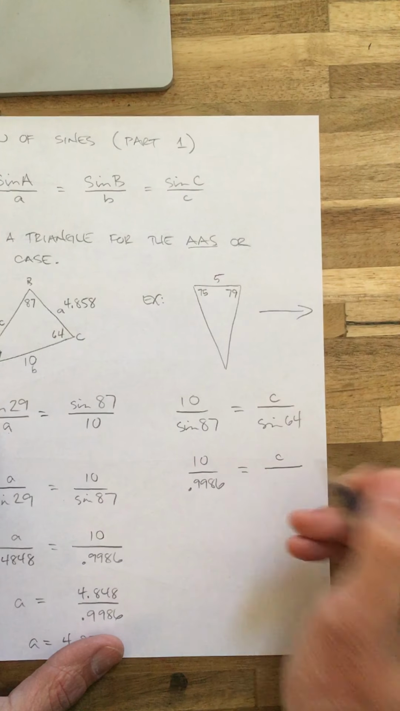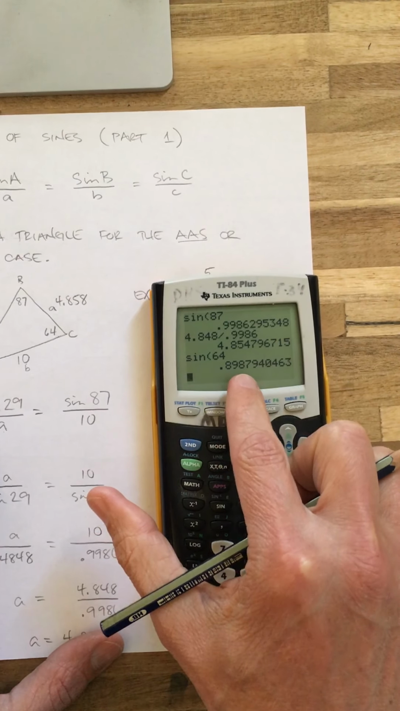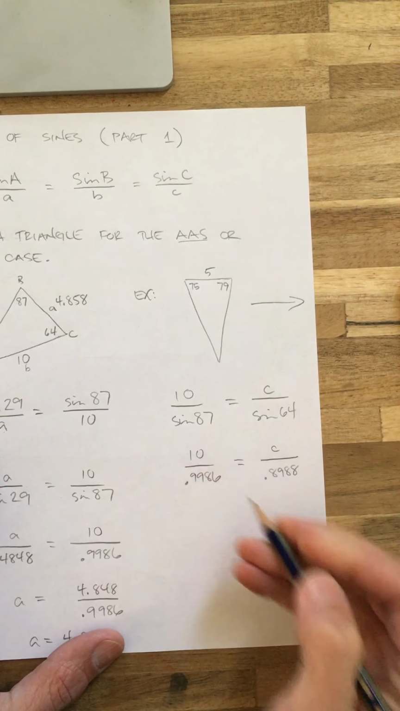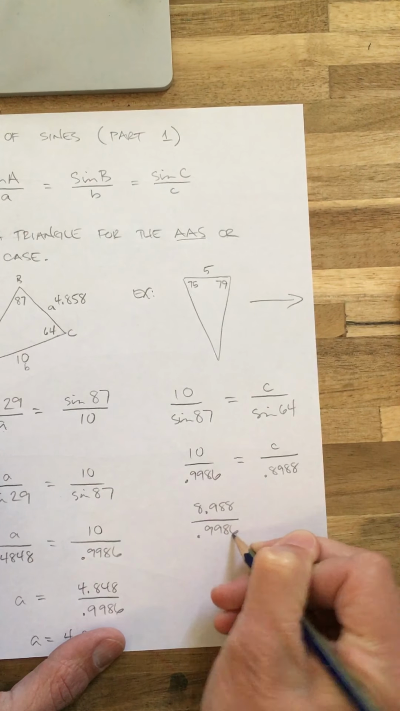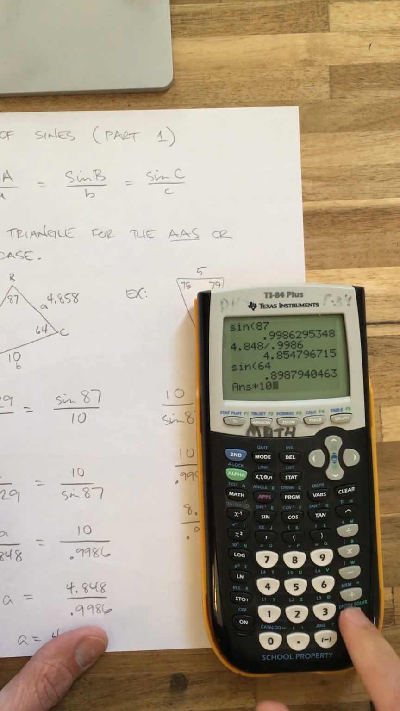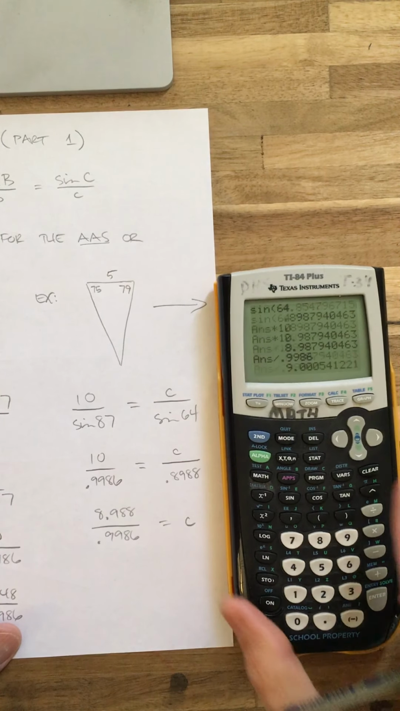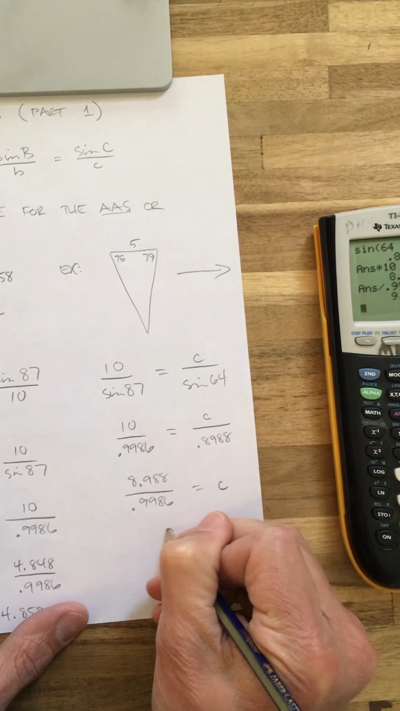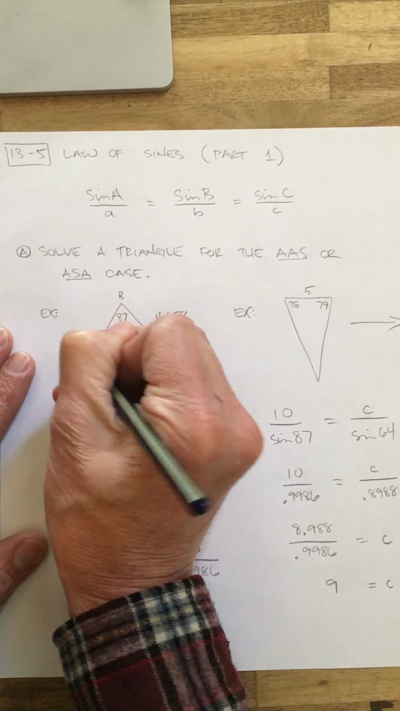So that equals C over the sine of 64, which equals 0.8988. I'll multiply that by 10, so I get 8.988 divided by 0.9986. That equals C. So I'm just going to times it by 10, and then divide by 0.9986, which equals 9.00, we'll just say 9. C equals 9.